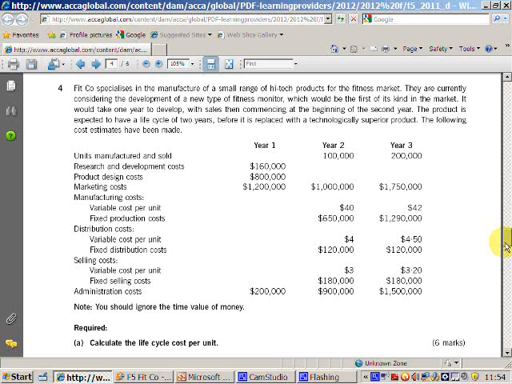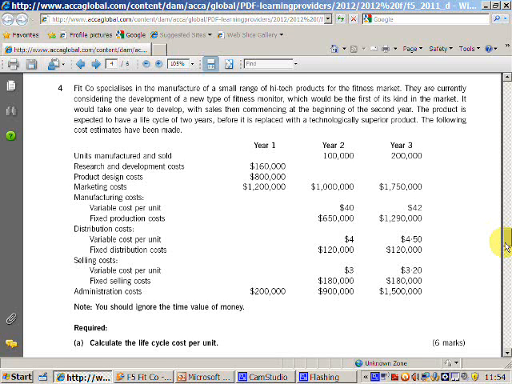You'll find this paper on accaglobal.com, and you may wish to check it out and review the information in the question, or indeed try the question prior to continuing with this video. For now, we will look at the question.